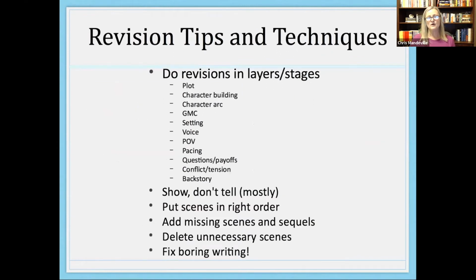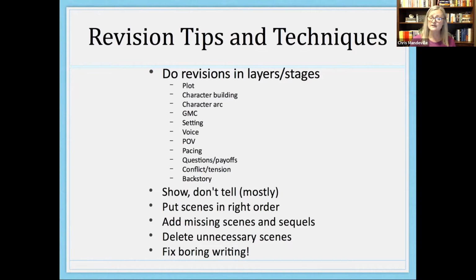It may be a bit overwhelming to do revisions because of the vast scope. My best tip is to do revisions in stages or layers, going through the manuscript from beginning to end, looking at just one component, like, for example, pacing. Does this mean you might do a dozen passes through the manuscript, revising it before you even get to line editing? Yes, it does. It can.